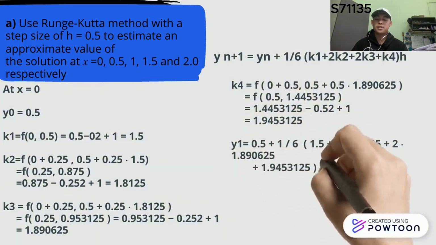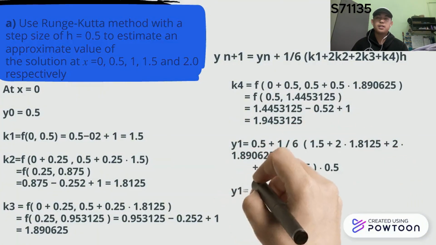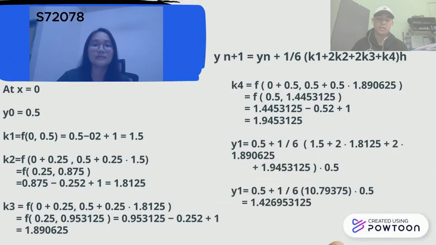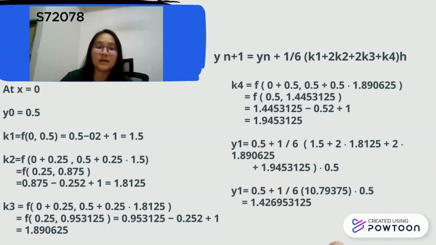The last part, we have the subsequent values of y. These are computed iteratively using the formula for y n plus 1. We want to find y1, so we want to get k1, k2, k3, and k4 first. Right now I show you how to get k1. The k1 formula is equal to f in brackets x0 and y0. We get x0 equal to 0 and y0 equal to 0.5. We use the formula y minus x squared plus 1, and we get k1 equal to 1.5.